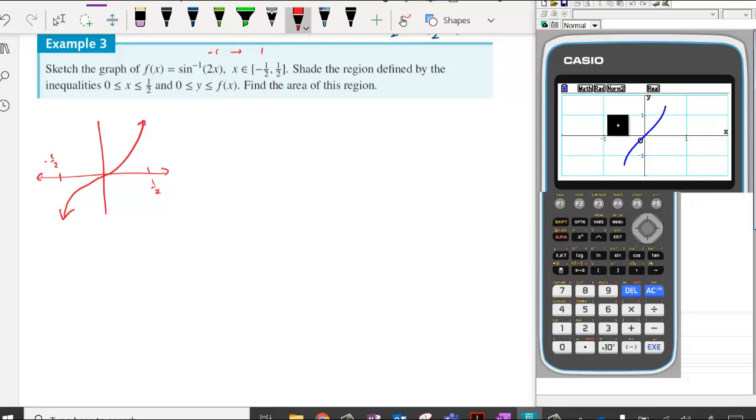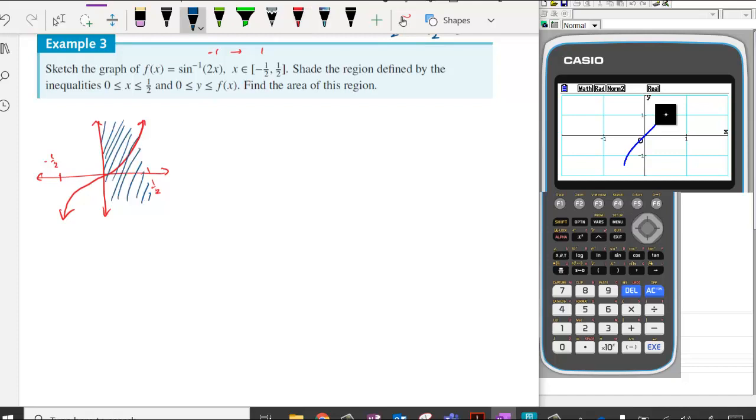We can draw that, and we can see that that's true. It's between -1/2 and 1/2, and the range is between -pi on 2 and pi on 2. And what we're trying to find, so show the region defined by the inequalities 0 is less than x is less than 1/2. Here's one of those regions. Oh, and it's got a second boundary between 0 and the function.